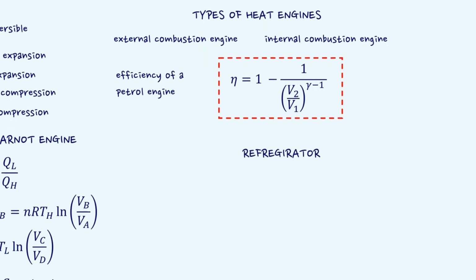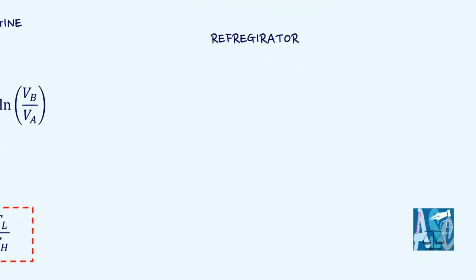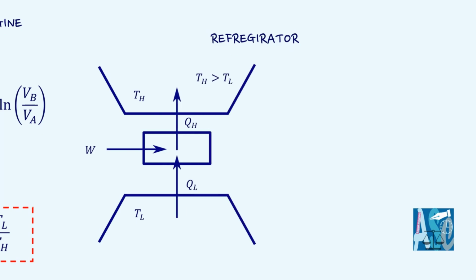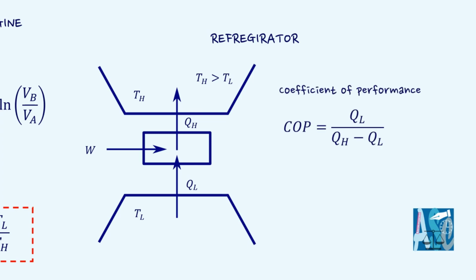A refrigerator is a heat engine running in reverse, that is, it transfers heat from a colder body to a hotter body. The principle of a refrigerator is shown here. The effectiveness of a refrigerator is measured by its coefficient of performance. The coefficient of performance is defined as the ratio of heat extracted per cycle at low temperature to the work input required. That is, COP is equal to TL by TH minus TL, or in other words, COP equal to 1 minus eta by eta.